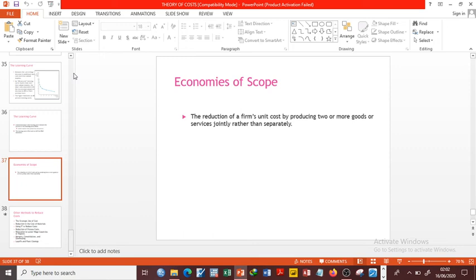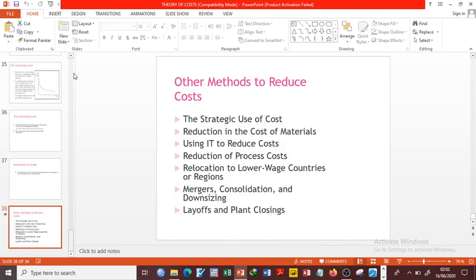Why? Because the farm is producing more than two goods but using the same laborers to reduce costs instead of using different laborers or different workers or different employees to produce each type of good. This would reduce the farm's cost of production, and this is what we mean by economies of scope, right?